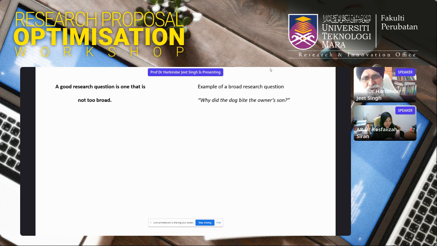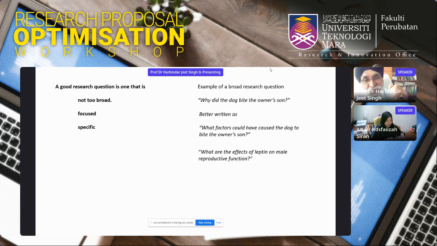All right. To a reviewer, this is a very broad question because how are you going to answer it? I mean, what exactly are you going to look at? So the better way to do it is you put it, what factors could have caused the dog to bite the owner's son? So here you're going to be hypothesizing some of the factors and then you'll be investigating them. All right. So this is not broad, this is a little more focused, the question is. All right. So it is very important that the question is not broad, it is a little focused. It is also specific. All right.